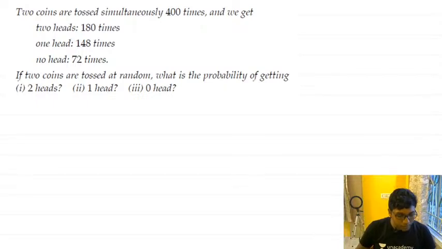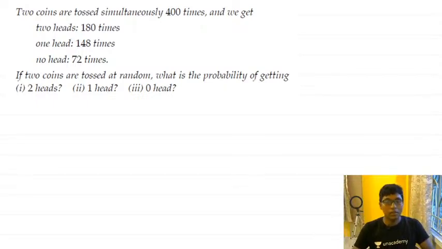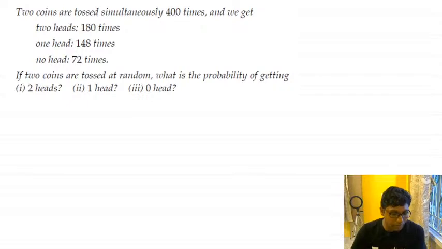Sumit, probability cannot be more than 1. No, it cannot be more than 1. I will show you why it cannot be more than 1 after this question, or I may use this question also to answer it. So probability cannot be more than 1 for any event.